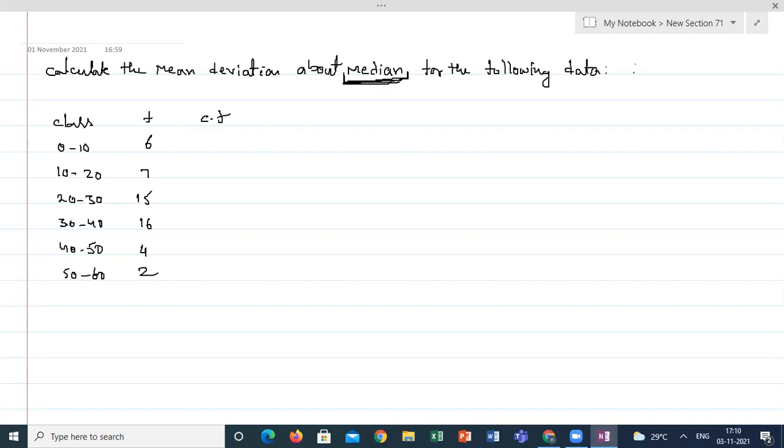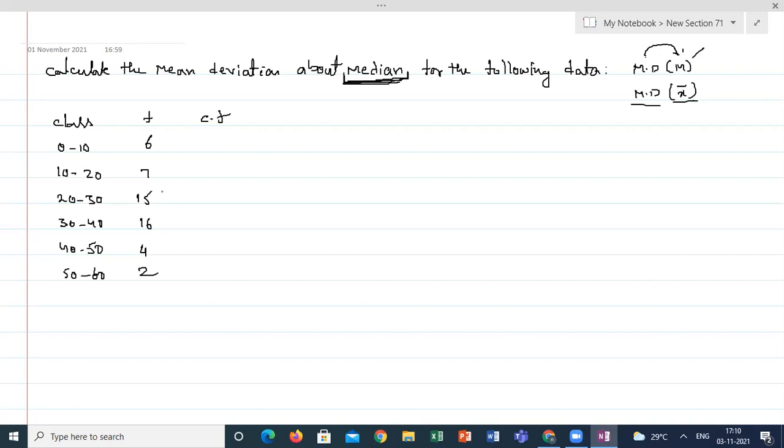So he is asking mean deviation about median. This is different from about mean. For about mean, you calculate the mean and the deviation of each value with respect to the mean. Here you calculate the median, and with respect to the median, the deviation of each value. That average you are going to calculate. So here our job is to calculate the median. We have the step deviation method and different methods. Whatever method you use, you need to finally calculate the median. If he had not mentioned it, you could calculate with respect to anything.